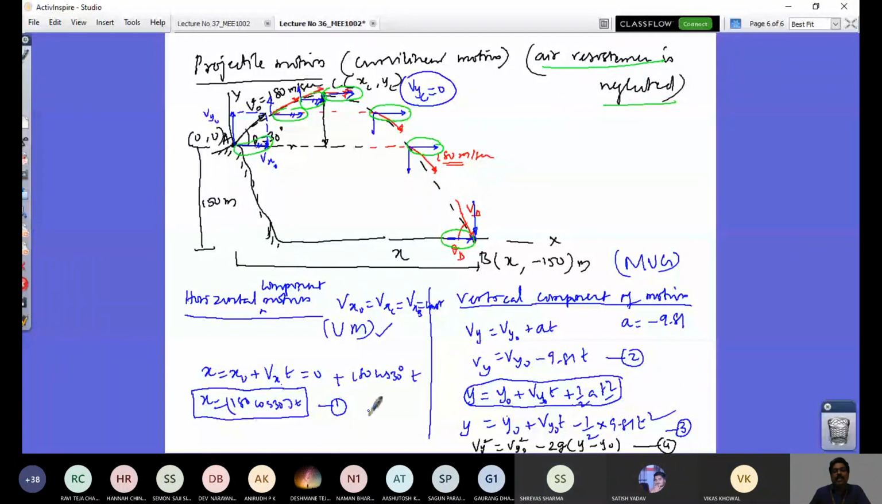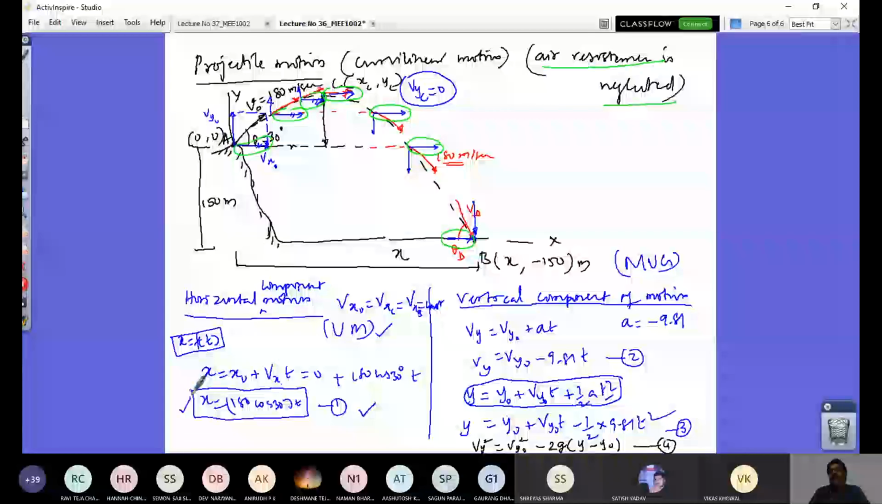It's simply x is equal to Vx t if x naught is 0. If x naught is a given position, then I should add that. So this is a simple constant velocity equation. So here we have only one primary motion equation, x is equal to function of t. That's all. This is the only equation. That is what we have written here. And then for the vertical component, if you look at, we have three more equations.